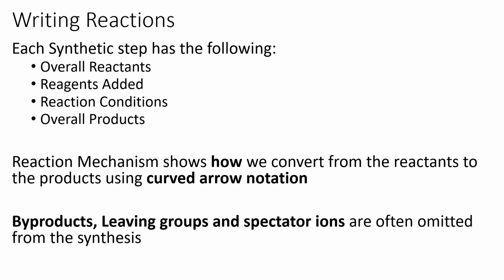Most of the time in our reactions, the byproducts, the leaving groups, and the spectator ions are often going to be omitted from the synthesis. So we can really focus on what are the reagents, reactants, and our final products. Oftentimes the byproducts, leaving groups, and spectator ions will be included in the mechanism as we interconvert from one thing to another.